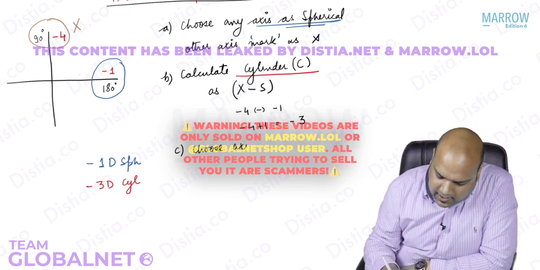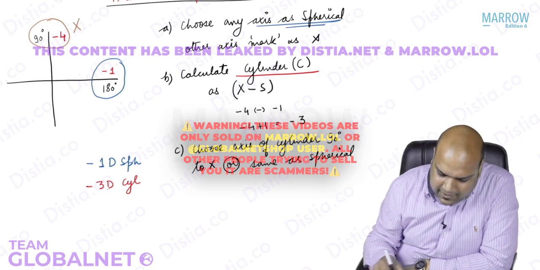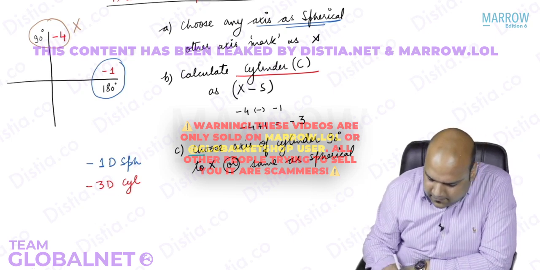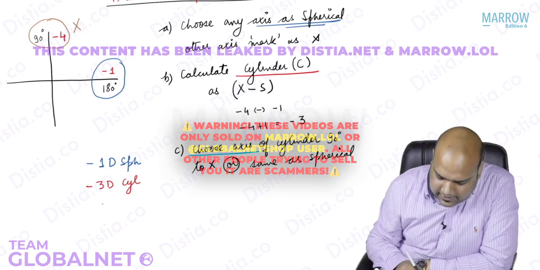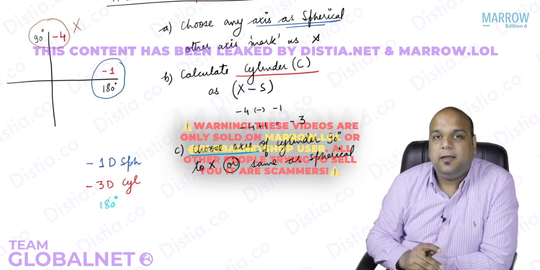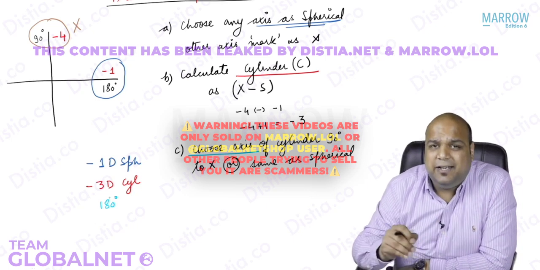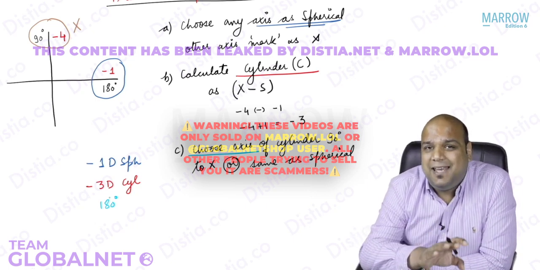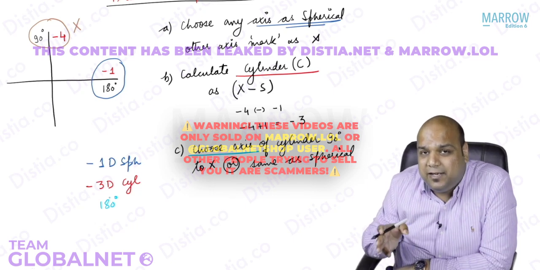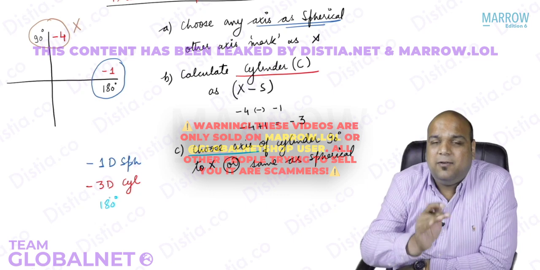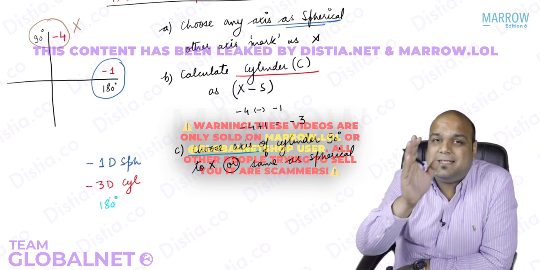Okay. Step 3. Choose axis of cylinder 90 degree to X, or same as spherical. So that means my axis now becomes, we had chosen spherical at 180 degree, so 180 degree. Why is that so? Even though we have chosen 180 degree as spherical, still the axis of cylinder we are keeping as 180 degree, because the cylinder, whichever axis it is kept in, it always acts 90 degree to that.